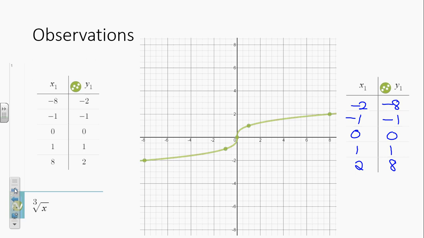So if I wanted to graph the inverse of the cube root of x, I'm just going to switch the points around. I will have a point at -2, -8: 2 back, 8 down. I'll have a point at -1, -1: 1 back, and notice my scale is by 2s, so I only have to go halfway between. So -1, -1. I'll have a point at 0, 0. I'll have a point at 1, 1. And I'll have a point at 2, 8.